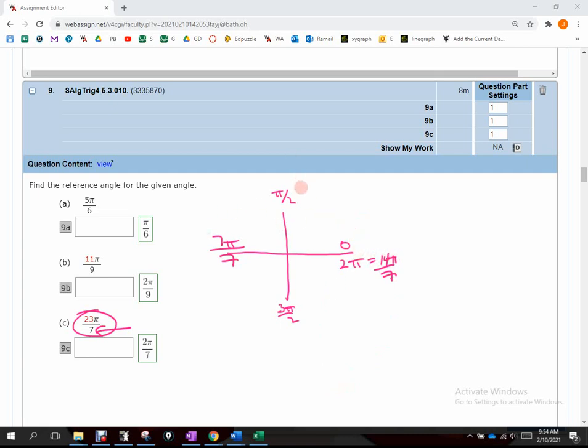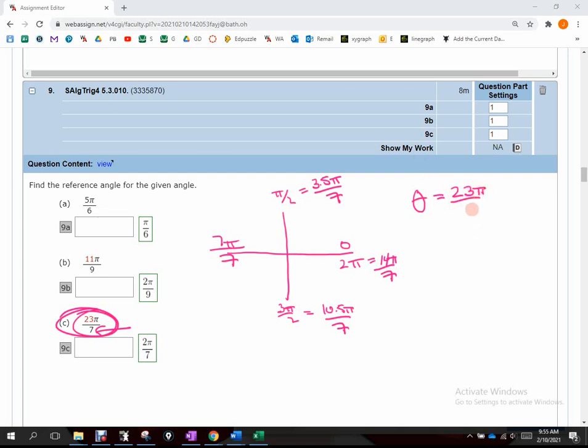Halfway between 0 and 7 is 3.5, so I'll just call this 3.5 pi over 7. And then 0 to 3.5, add 3.5, I get to 7, add 3.5, I should get to 10.5 pi over 7. Does that kind of make sense on how I get those positions? Now the reason I do that is because I see that 23 pi over 7 is greater than 2 pi. So I don't like dealing with a theta that is bigger than 2 pi.